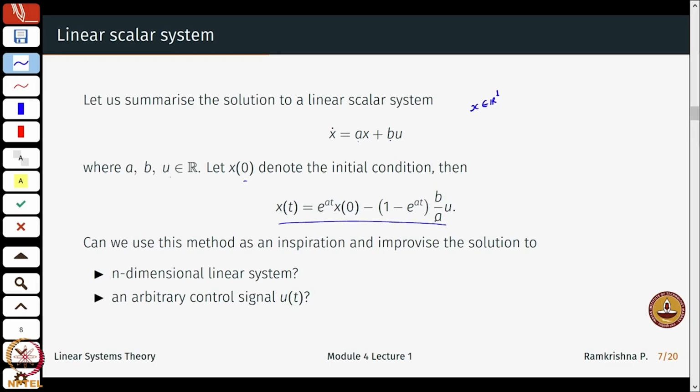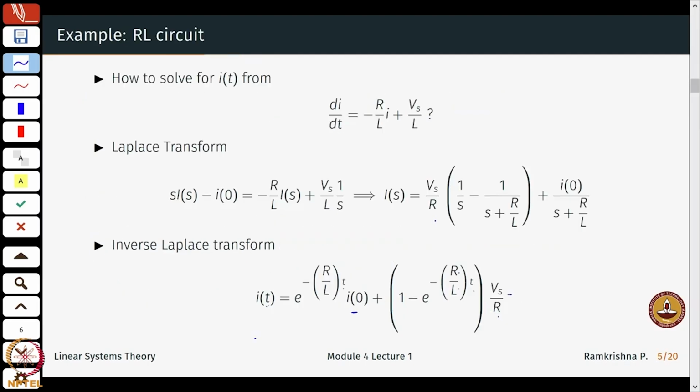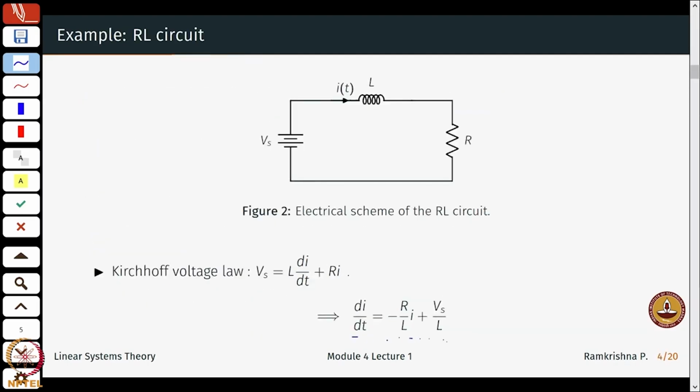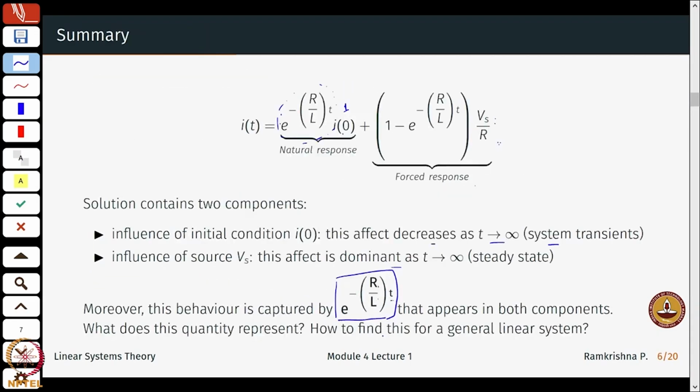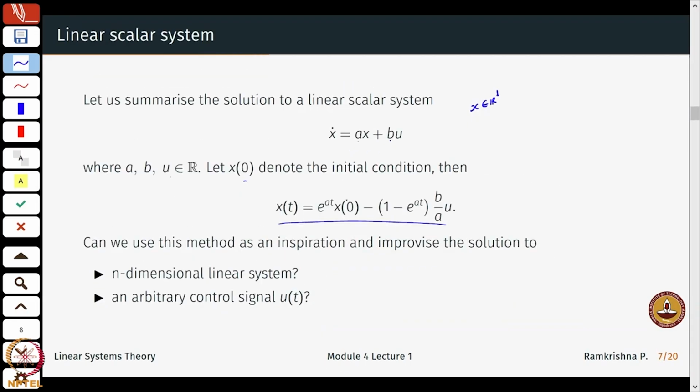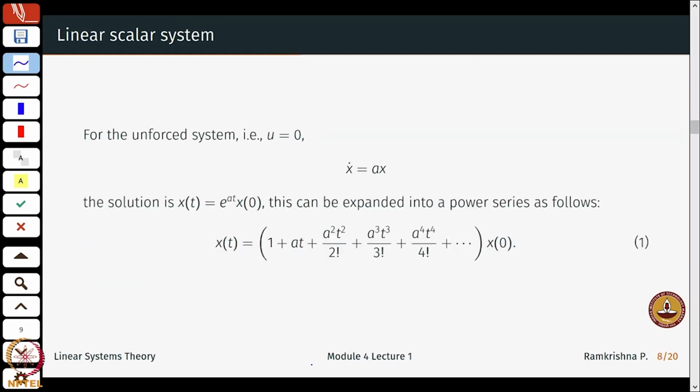In some sense, you could go back to this equation that we had here and compare what we are trying to do here. So, this is also a first order equation with certain initial conditions, and if I generally have x dot equal to a x plus b u, I can write a solution which looks like this. Okay. Now, can I do something more? Can I write this for an n dimensional system? That is what we will be interested in, and of course, any arbitrarily time varying control signal u of t. So, that is what we will spend time doing.